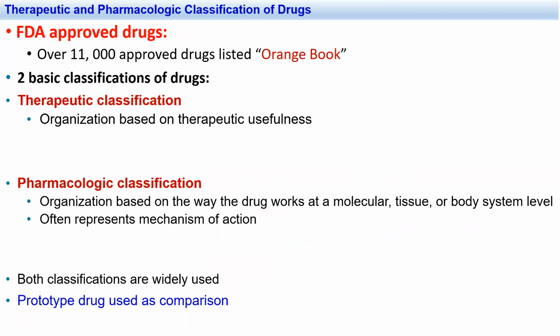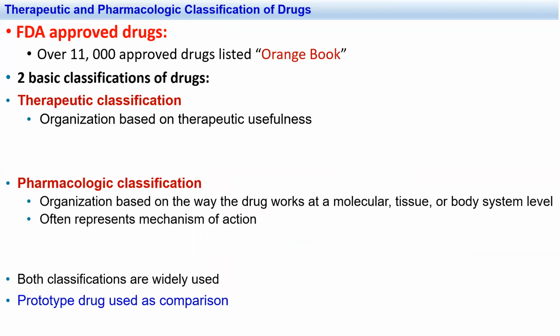Now, FDA-approved drugs, there are more than 11,000 approved drugs listed in the Orange Book. And there are two basic classifications of drugs. I mean, each drug and every drug should be classified in two different classifications. The first classification is called therapeutic, and the other one is called pharmacologic.